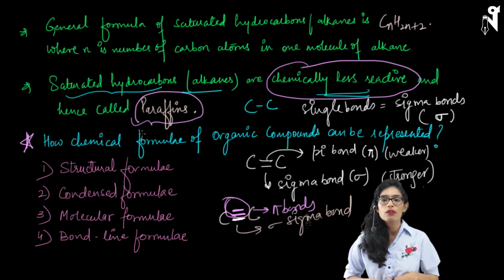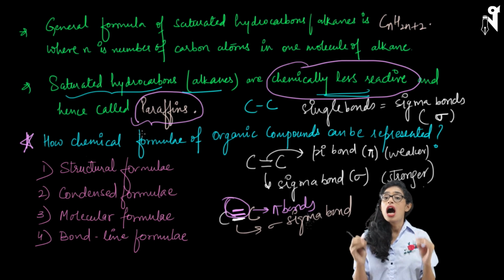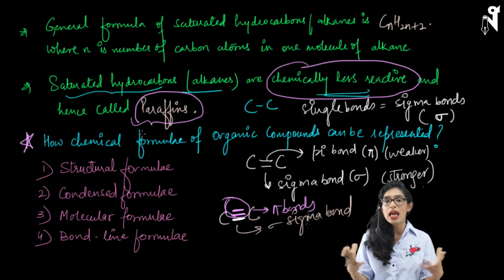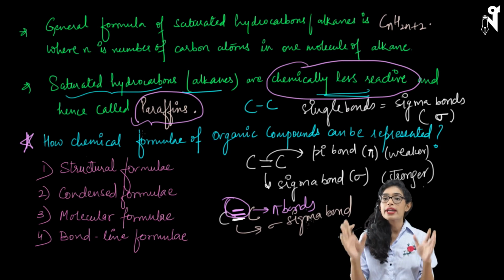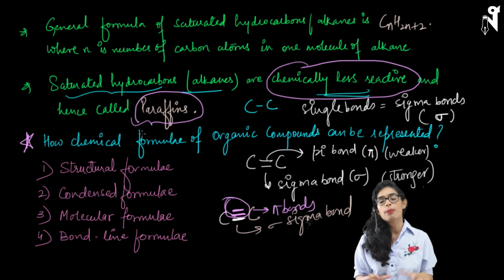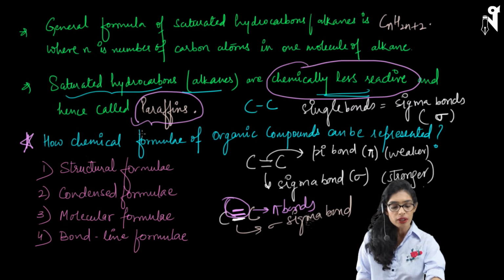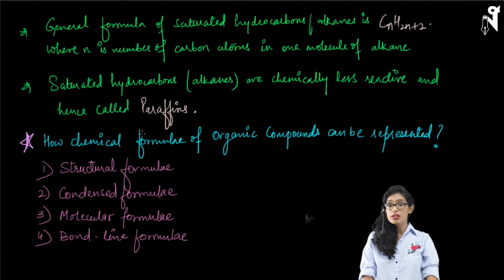We will be talking about all of these, how we will name them, but first we'll talk about how to represent an organic compound on paper efficiently, or how many different ways there can be in which an organic compound, or you can say a hydrocarbon, can be represented on paper. Okay, so we will be talking about a few different ways of representation.